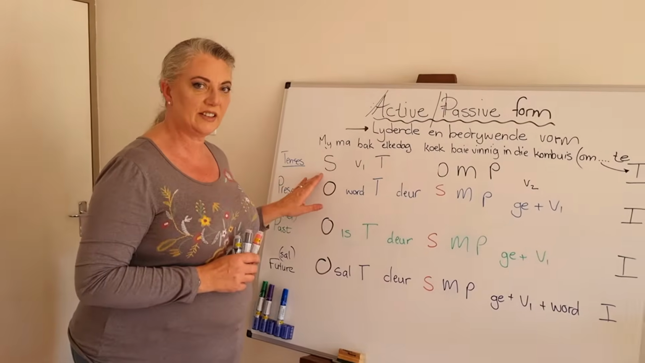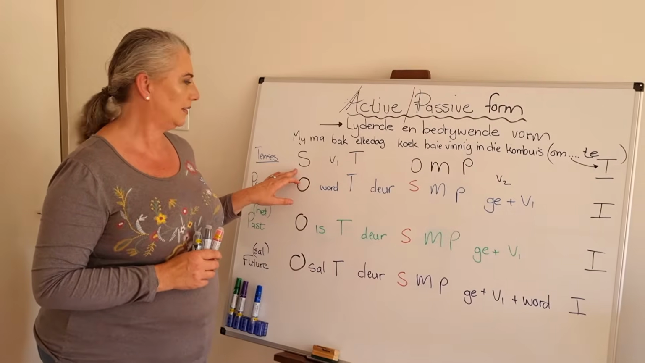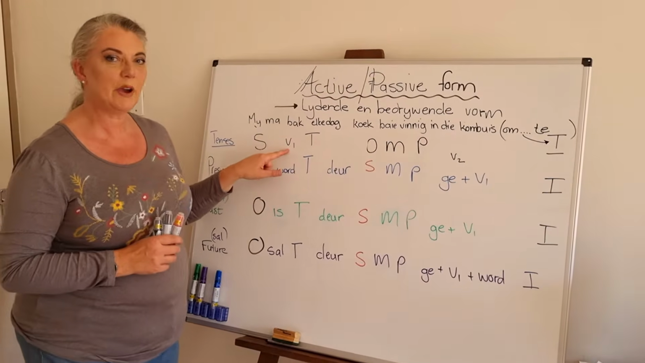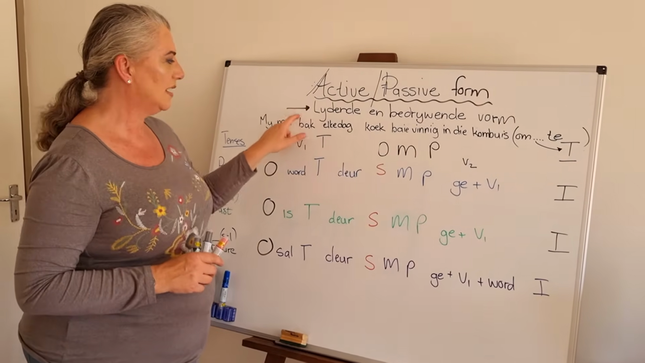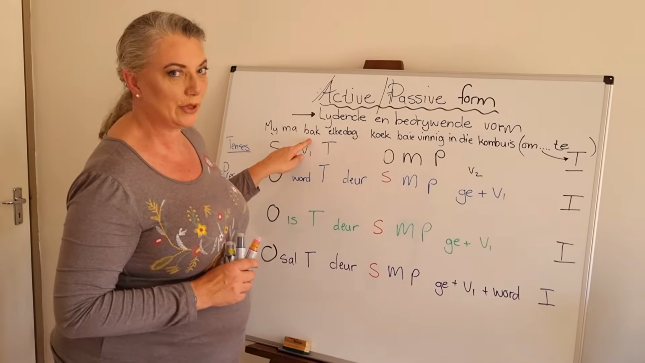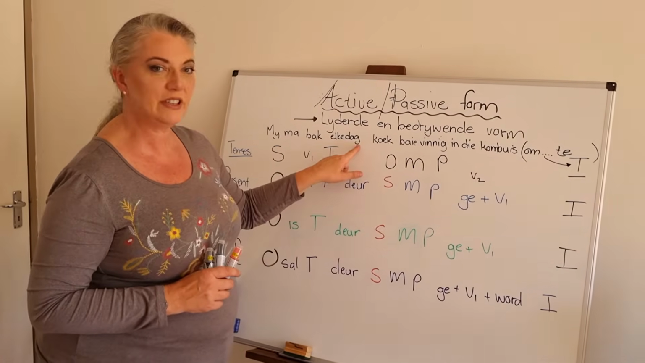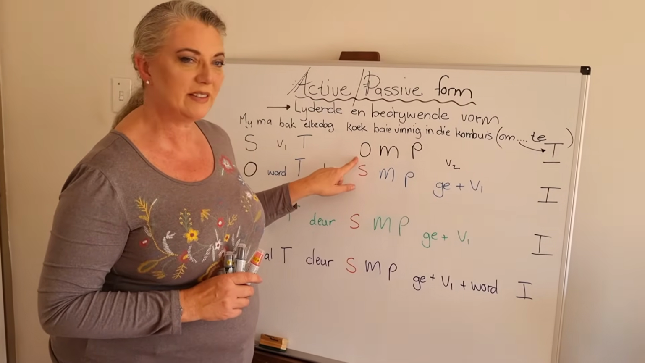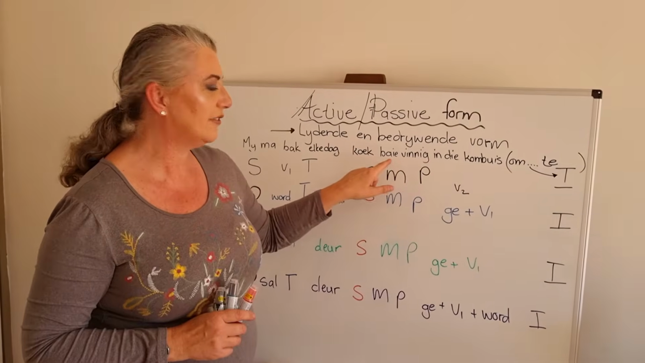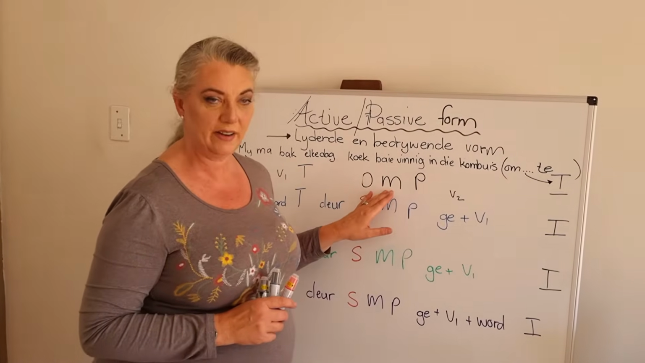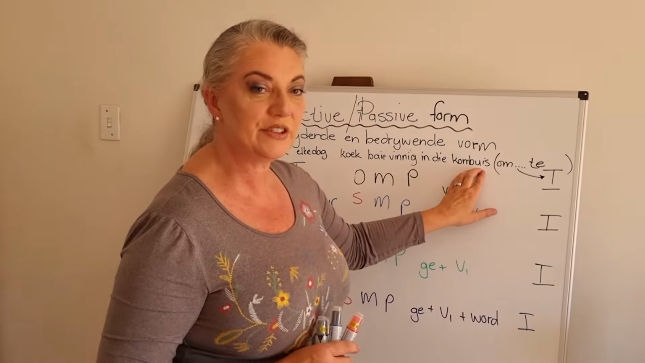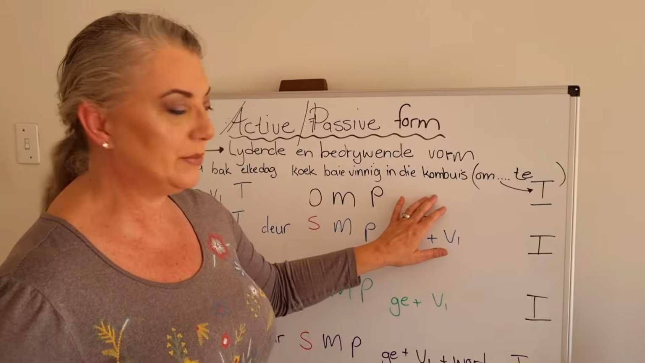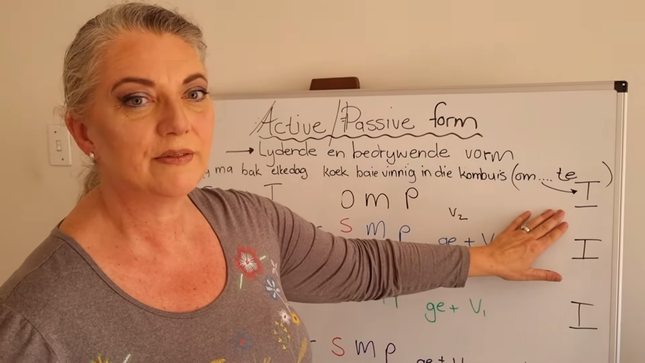Let's have a look at the sentence to revise your stompie. My ma is the subject. Bak is my verb 1. Can you see it stands in the next position? Your rule number 1. Elke dag, every day, is the time. Cook is my object. Baie vinnig, very quickly, is the way, the manner. In die kombuis, in the kitchen, is the place. Then we have the verb to and the infinitive.